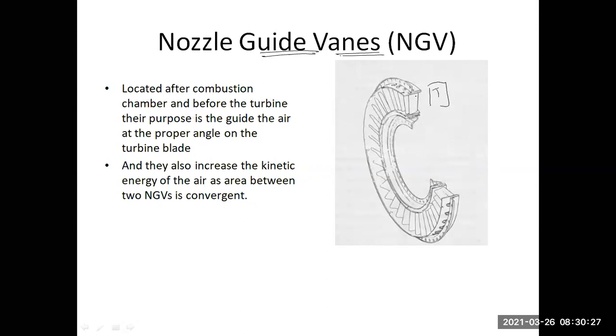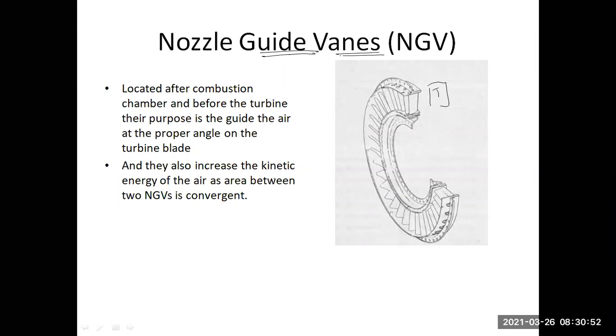Okay, just before the turbine comes, there is always a nozzle guide vane. What happens is the combustion chamber air, which was coming at a higher temperature, will first enter the nozzle guide vane. Nozzle guide vanes are convergent in shape. If they are convergent in shape, that means they will convert the pressure energy into kinetic energy, which increases the speed of the air. And then the second function is to guide the air at a proper angle.